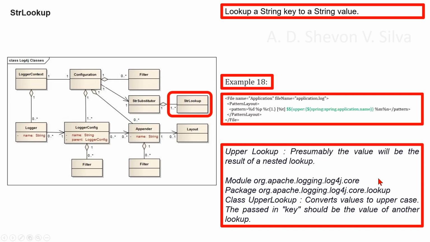Now we are considering the upper lookup. The class UpperLookup in package org.apache.logging.log4j.core.lookup in module log4j-core converts values to uppercase. The key passed in should be the value of another lookup. Presumably the value will be the result of the nested lookup.